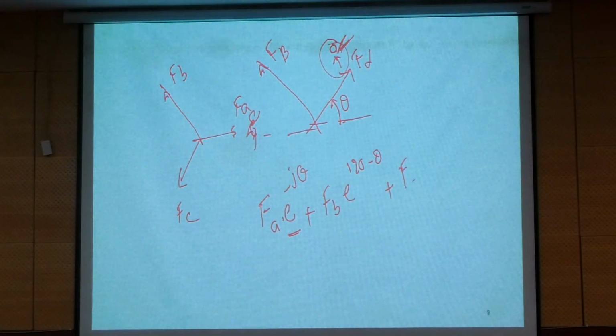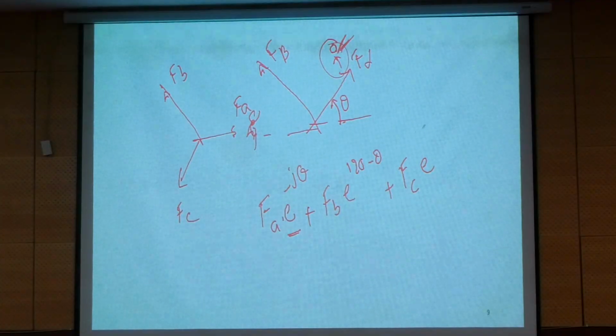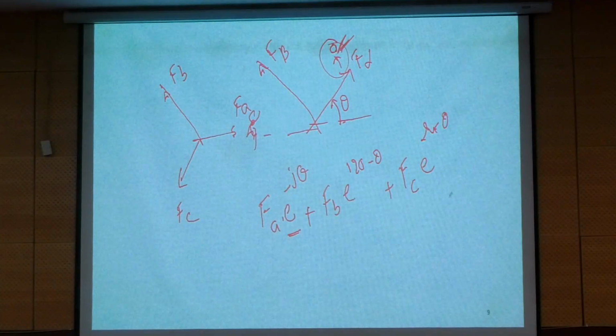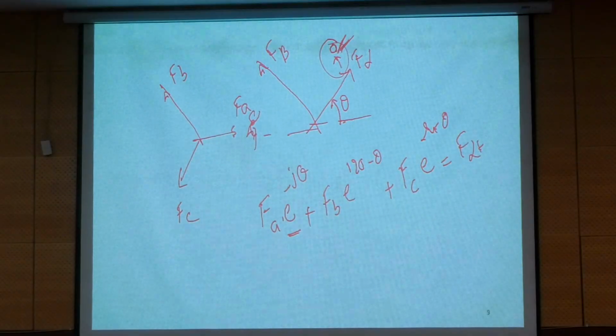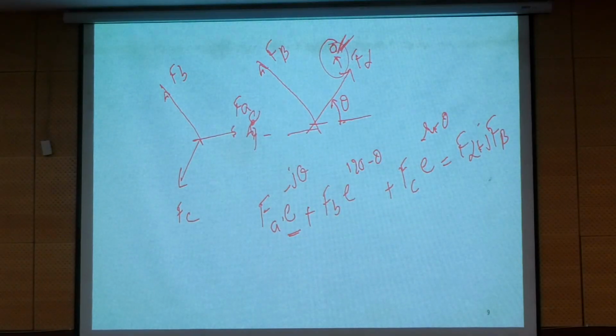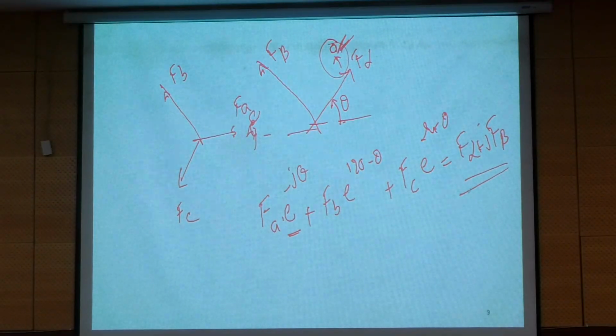So FC is e power 240 minus theta, fine, or 120 plus theta, both are the same. So what is the equation? This is equivalent to f alpha plus j f beta. Finally, on the two-phase side, you will get one real and one imaginary component if you take 90 degrees space displacement. That's why this angle is so important.